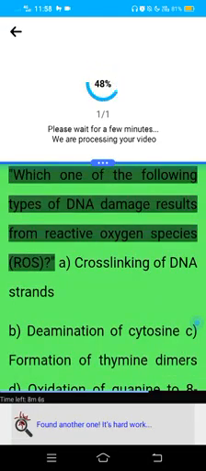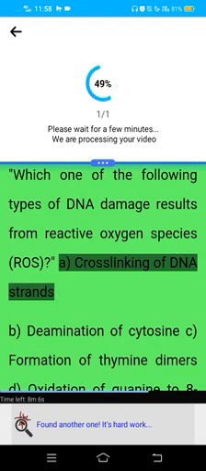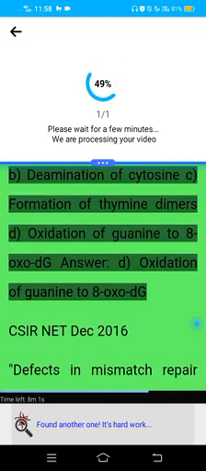CSIR NET June 2017. Which one of the following types of DNA damage results from reactive oxygen species, ROS? A. Crosslinking of DNA strands. B. Deamination of cytosine. C. Formation of thymine dimers. D. Oxidation of guanine to 8-oxo-dG. Answer, D. Oxidation of guanine to 8-oxo-dG.